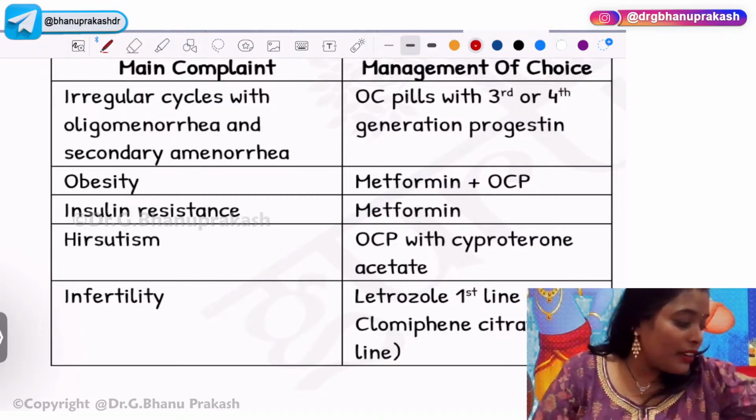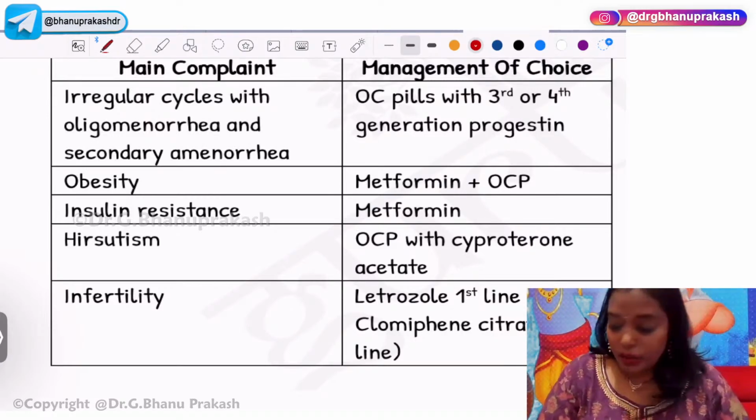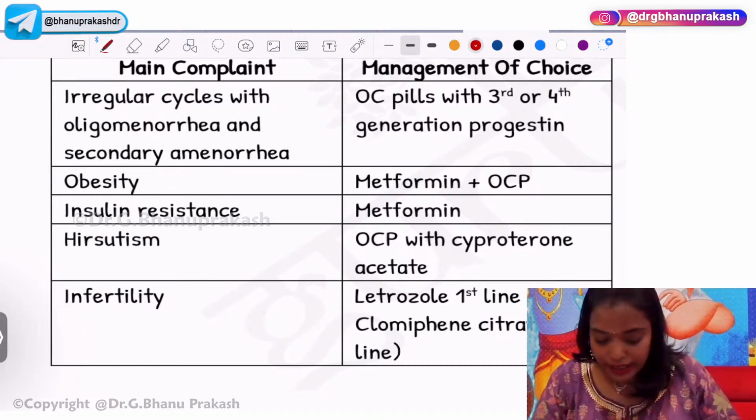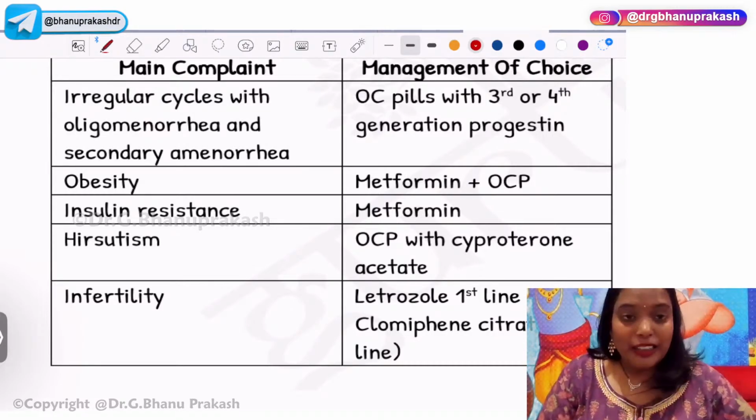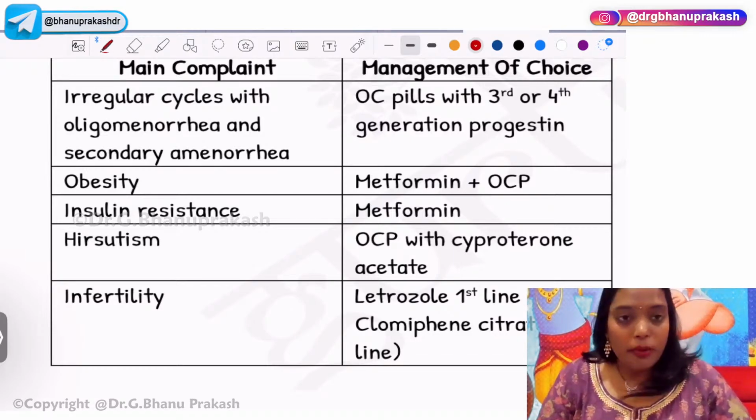Hirsutism, what is the first line drug? Hirsutism, the first line drug is OCPs containing cyproterone acetate. Infertility, it is letrozole first line, followed by clomiphene.